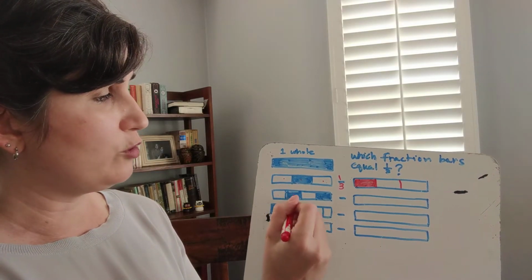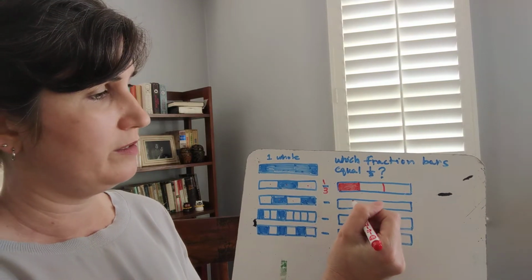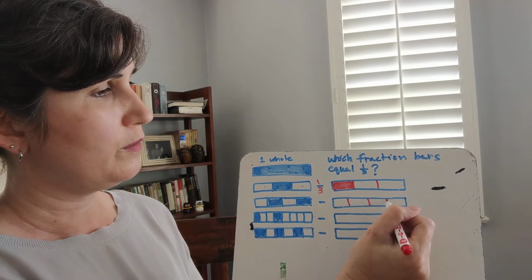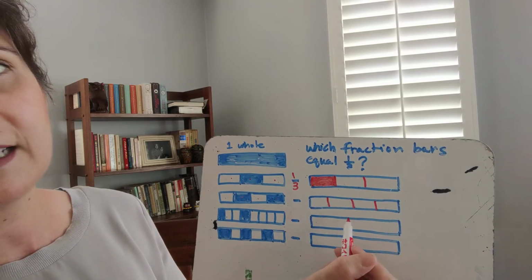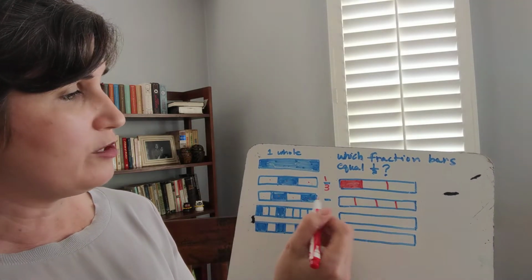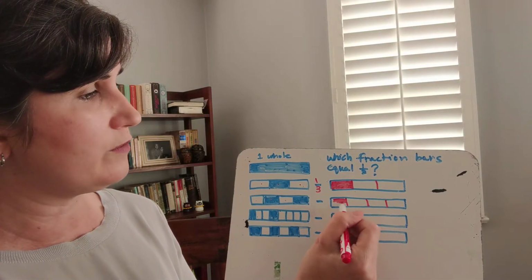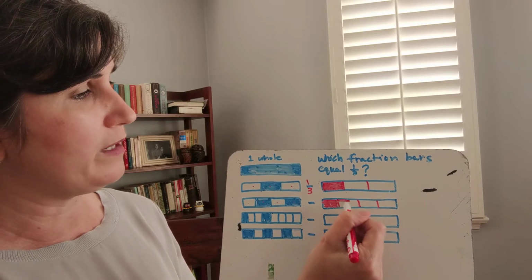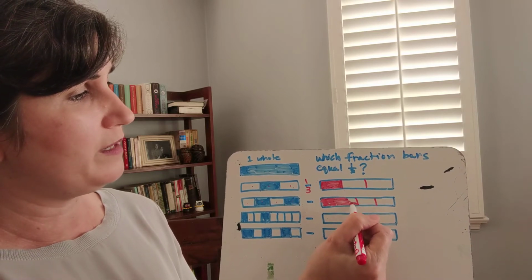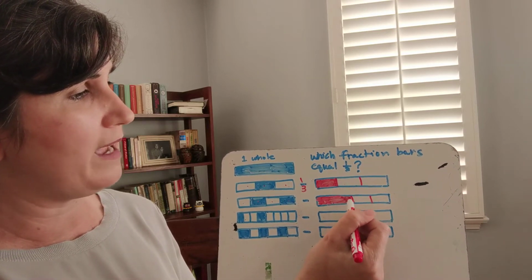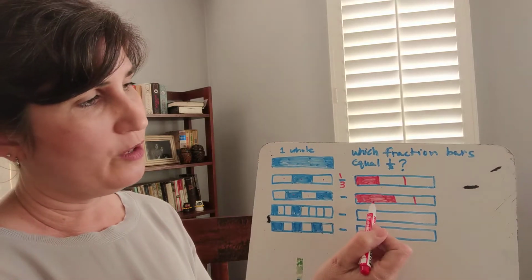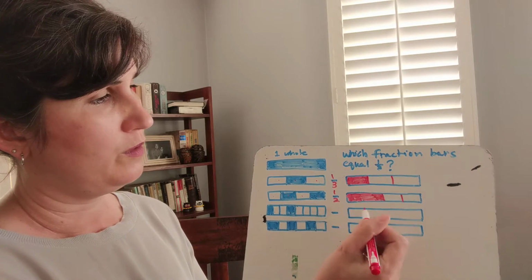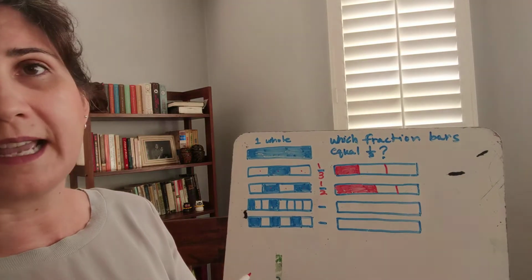This one has 1, 2, 3, 4 sections, and they may not be exact. I can tell I'm a little off there. I see that 2 are shaded, so I'm going to shade in these first 2 in the front. When I shade in these first 2, I notice something. I go all the way to the center, so 2/4 equal 1/2. So I know that this is not equivalent to 1/3. That's not the same.